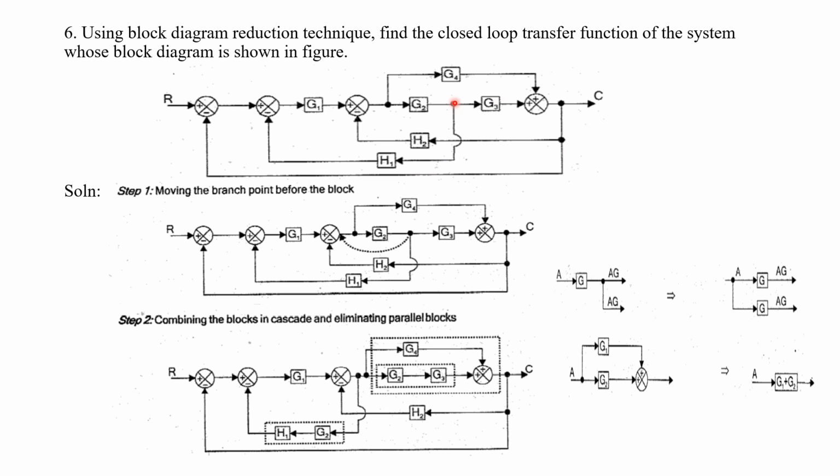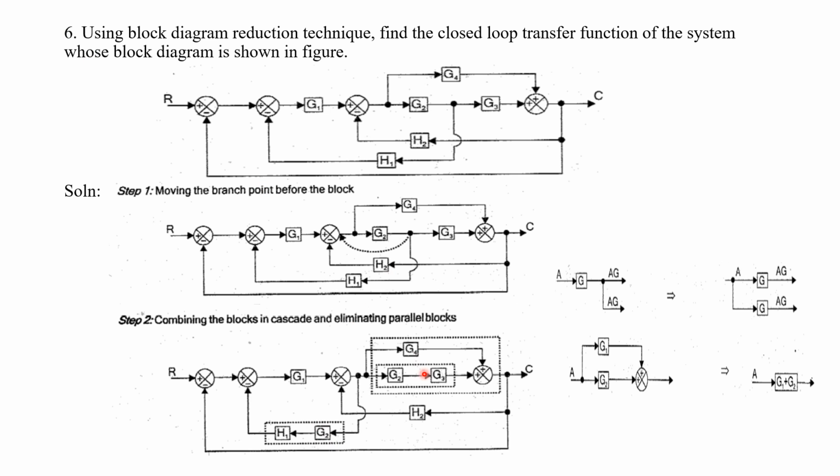Now here we are moving the branch point from here to here. When we move the branch point from here to here, we have to put the dotted line here and correspondingly write "moving a branch point before a block". While moving the branch point before a block, what's the formula? We have to put the corresponding crossed gain in the branch. Here the branch involved is this branch. Here we are crossing the gain G2, isn't it? So in this branch we have to include the corresponding crossed gain G2. So directly we can write the crossed gain here.